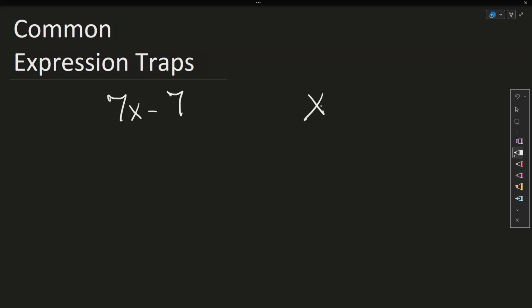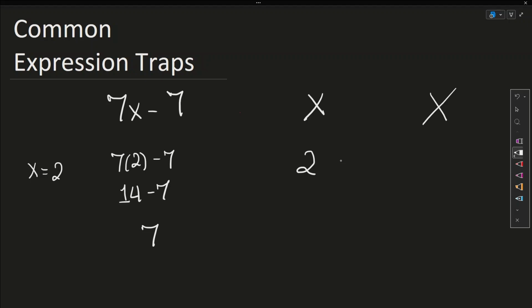Now let's consider 7x minus 7 and x. These are not equivalent. They may be equal for a particular value of x, but they are not always equal. For example, if x is equal to 2, this would be 7 times 2 minus 7. 7 times 2 is 14, minus 7, which is 7. But over here, we just get x equal to 2. So these are not equivalent.